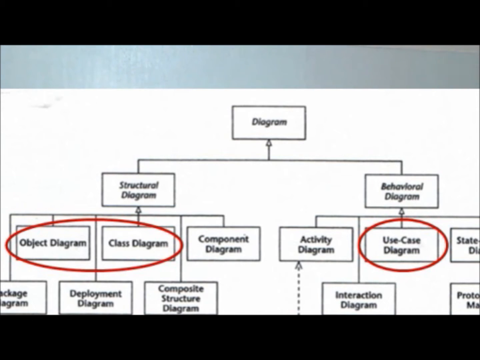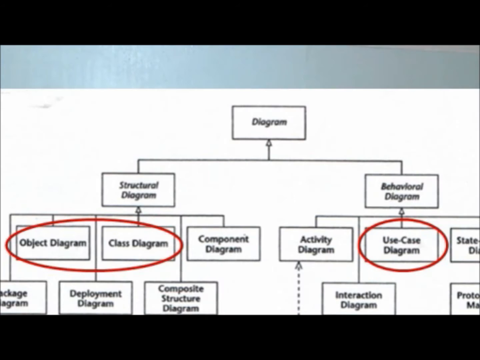So what's going on here? This is called generalization and specialization. On pictures in UML, we arrow from a more specialized level up to a generalized level. That's why the arrow goes from structural diagram and behavioral diagram up to diagram. And then on the left-hand side, we have object diagrams and class diagrams.